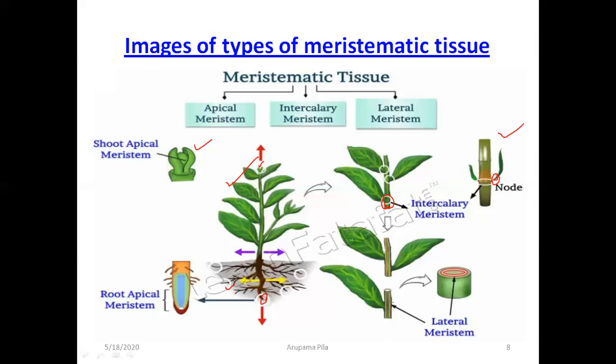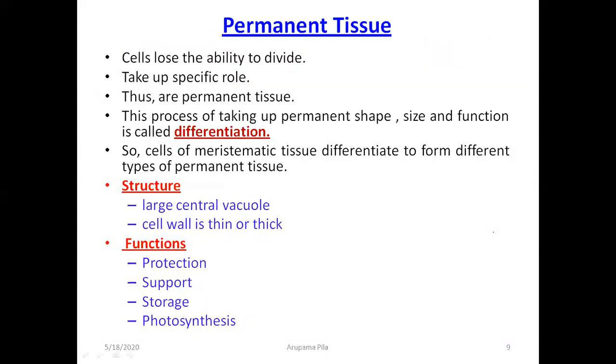Then lateral meristem, see, this is the stem portion and this is the girth, means motai. Okay, so lateral meristem is just present beneath the bark, which is increasing the girth, means thickness of the stem, like this. Fine. Now let's come to the next one.